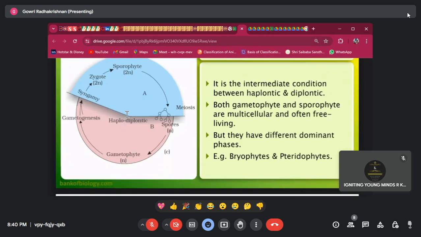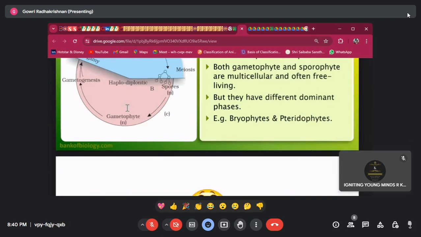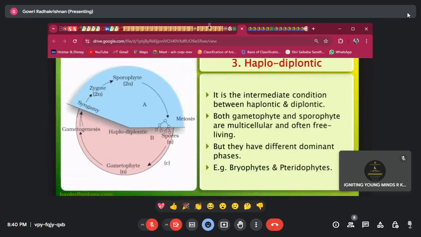Haplodiplontic is the intermediate condition between haplontic and diplontic. Both gametophyte and sporophyte are multicellular and often free living, but they have different dominant phases. Examples are bryophytes and pteridophytes. So with this, we come to the end of plant kingdom.